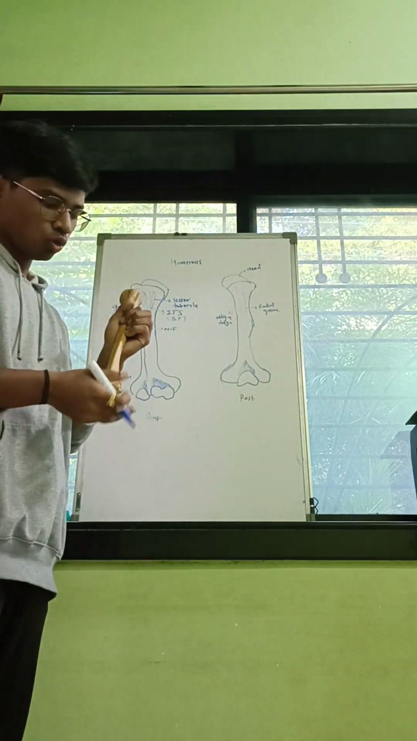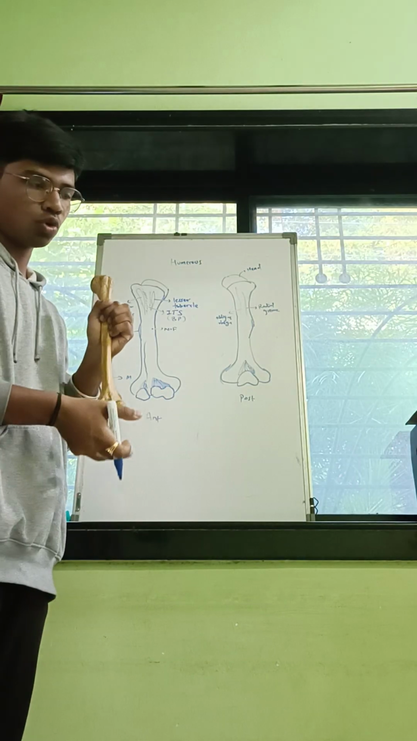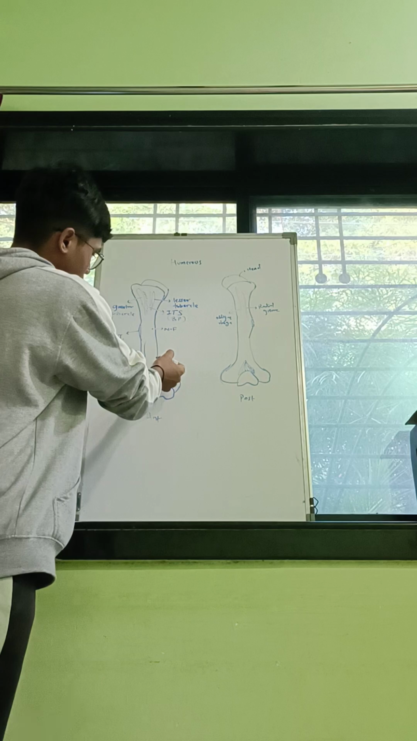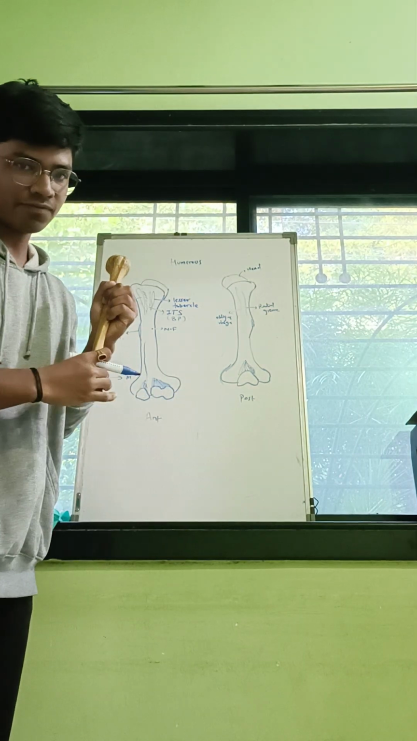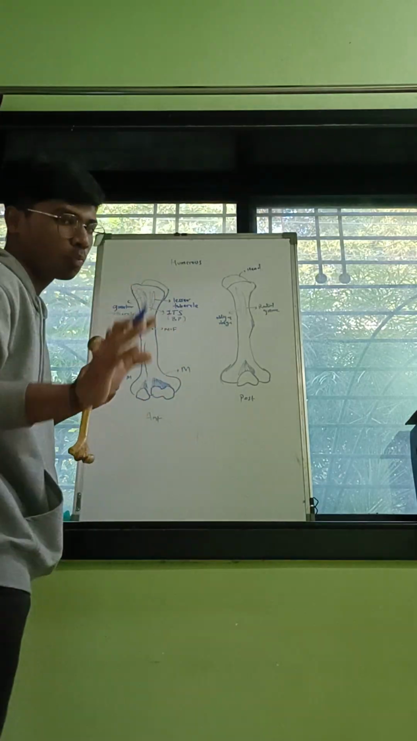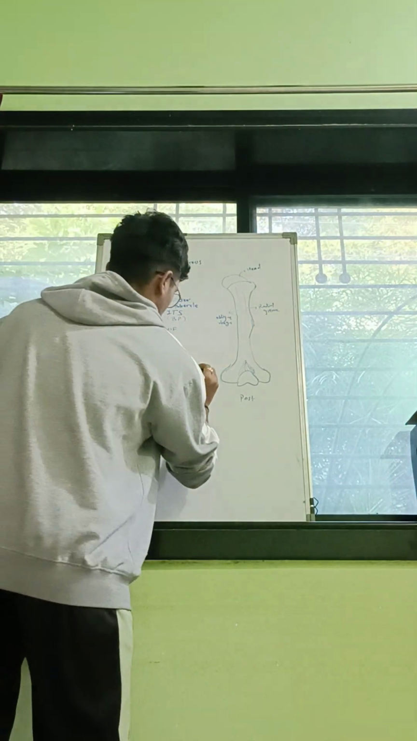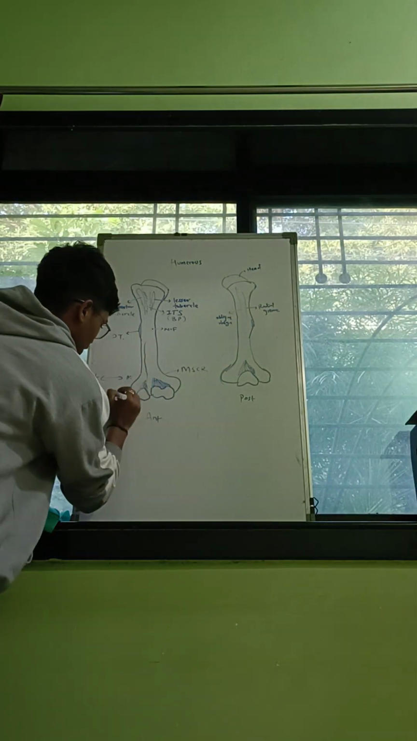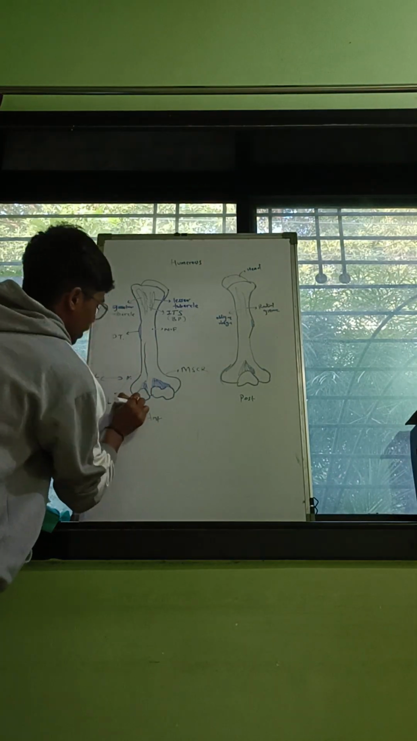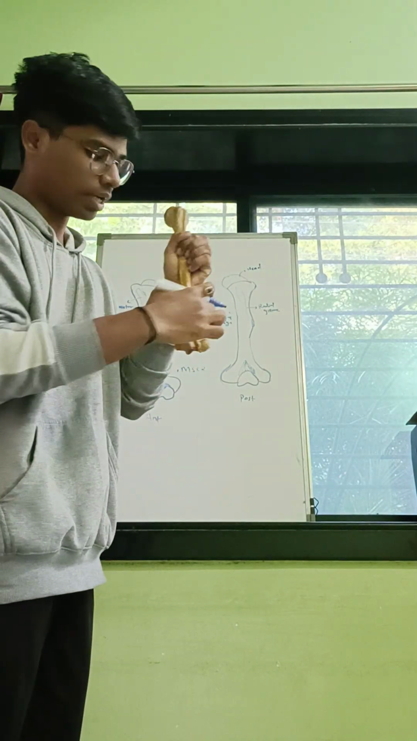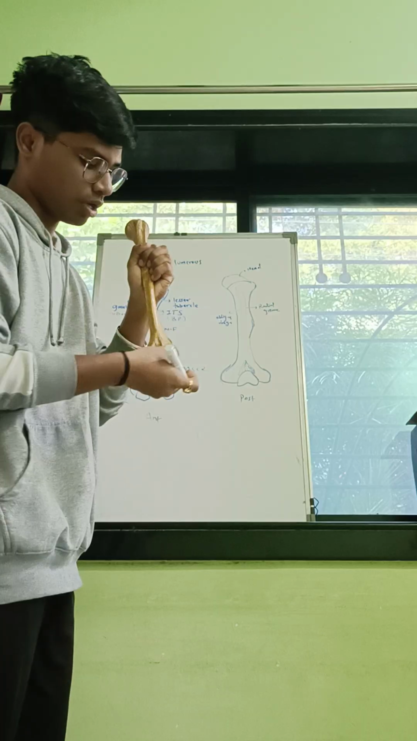After that, on the lower part, because it is flattened, you can see a ridge. On its medial side, it is called the medial supracondylar ridge, and on the lateral side, similarly, the lateral supracondylar ridge.